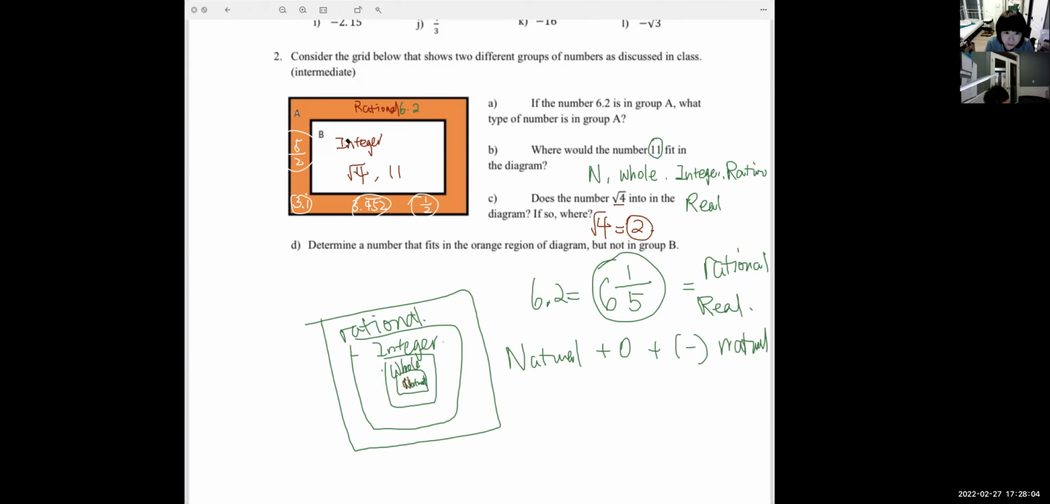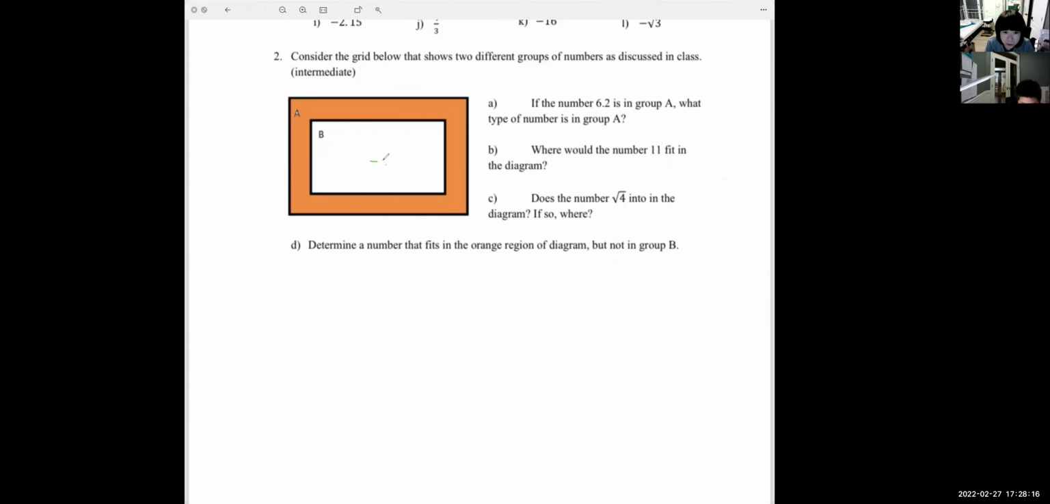And also, Jaden, if I don't say B is integers, and I say this part is whole numbers, is it right? Still right. Correct? Very good. But if I have a number like -4, or negative square root of 4, that is fitting B. So B must be what? Integer. It cannot be whole number or natural number because there is a negative sign there. Understood? Okay, very good.